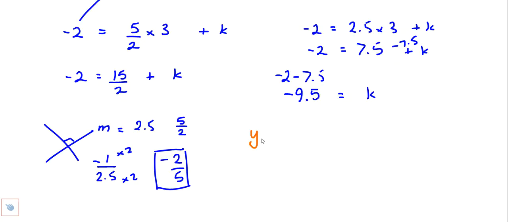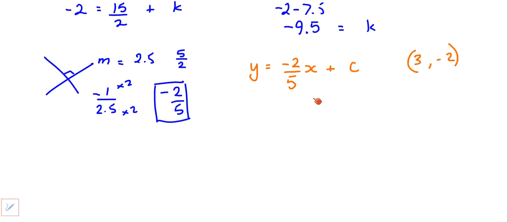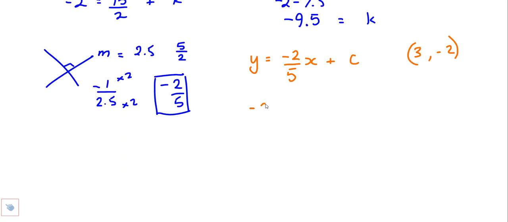So we have to find the equation. We now know it's y equals -2 over 5x plus something, I'll say plus c. We know from the question it also goes through point A, so it goes through (3, -2). We just repeat what we did beforehand. So we've got -2 equals -2 over 5 times 3 plus c. That gives me -2 is -6 over 5 plus c.